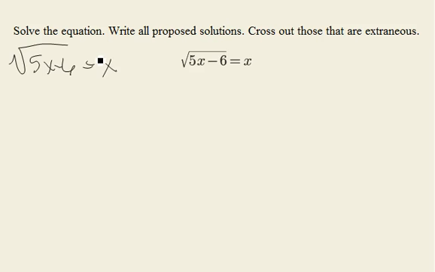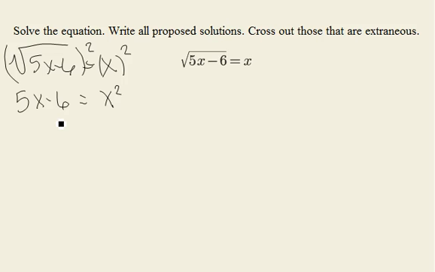The first step in this equation is to get rid of the square root. To do this, we are going to square both sides of the equation. So on the left hand side, we have 5x minus 6, and then the right side will be x squared.